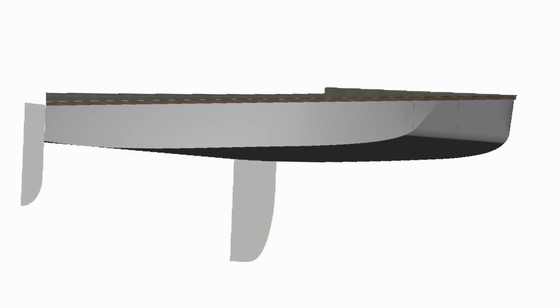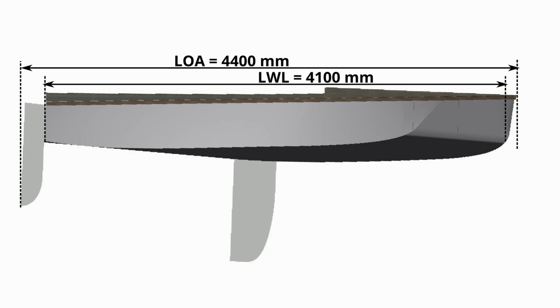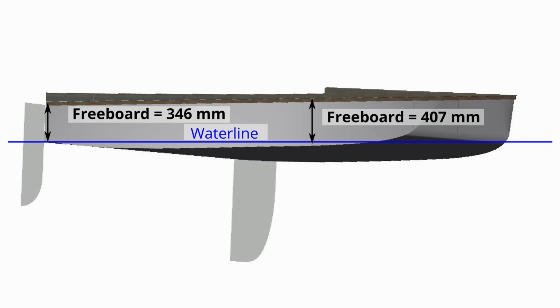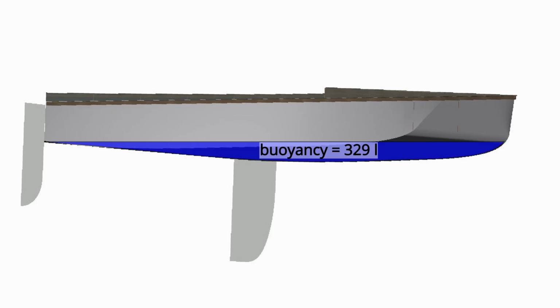The length overall of the boat is 4.4 meters and the length of the waterline is 4.1 meters. The blue line is the waterline from where I measured the draft of the boat. The draft without dagger board is 140 millimeters and with a setup dagger board it is just a bit more than 1 meter. Midships, this boat has a freeboard of 407 mm. The buoyancy of the boat is 329 liters.